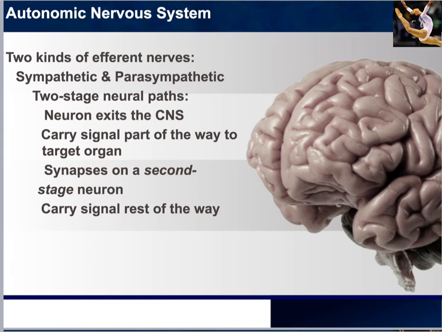As similar as the sympathetic and parasympathetic systems are, they do differ in that the sympathetic neurons that project from the central nervous system synapse on second-stage neurons at a considerable distance from their target organs, whereas the parasympathetic neurons that project from the central nervous system synapse closer to their target organs on very short second-stage neurons. You can look at Appendix 1 of your textbook to understand this further.